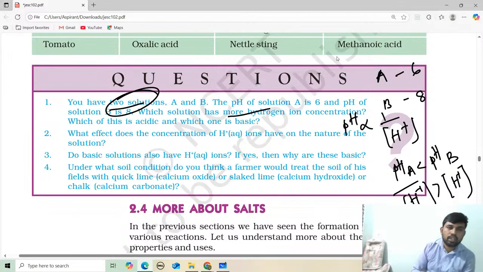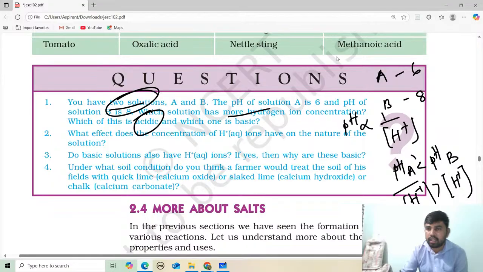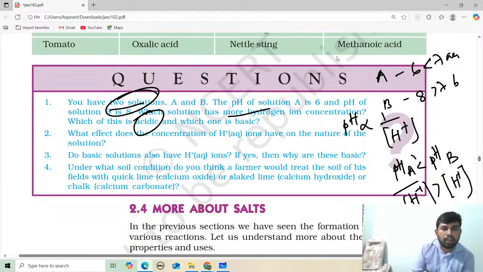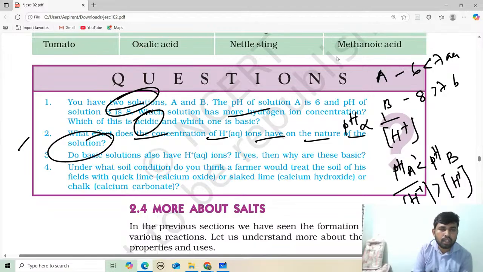So which is acidic, which is basic? The pH is 6, which is definitely less than 7, so it is acid. pH is 8, which is more than 7, so it is base. What effect does the concentration of H plus ions have on the nature of the solution? The more H plus ions, the more acidic in nature. Remember, as H plus ion concentration increases, the acidic nature of the solution also increases.